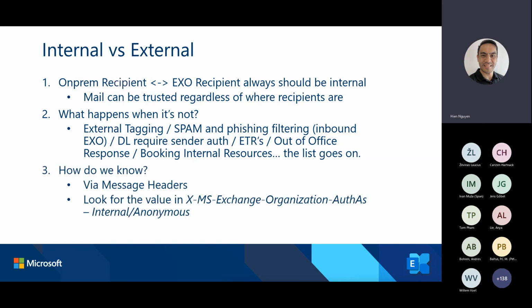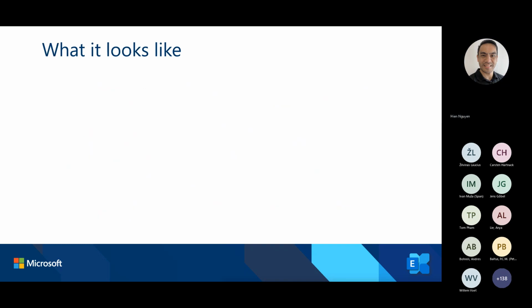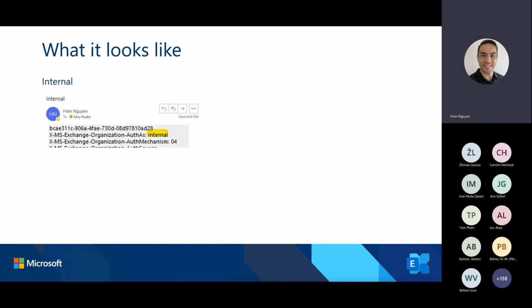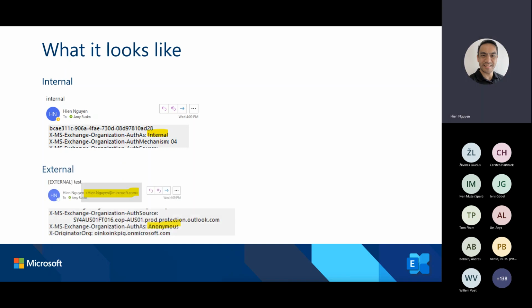So how do we know? We look at the message headers and we look at the Exchange organization AuthAs and whether or not it comes as internal or anonymous. So what it looks like. Internal, you can see this internal mail. The header is shown as internal, but the big thing here is the display name. You can see the display name doesn't show an email address. And this is where, when it's external, you can see it displays the email address and then the AuthAs header is anonymous.